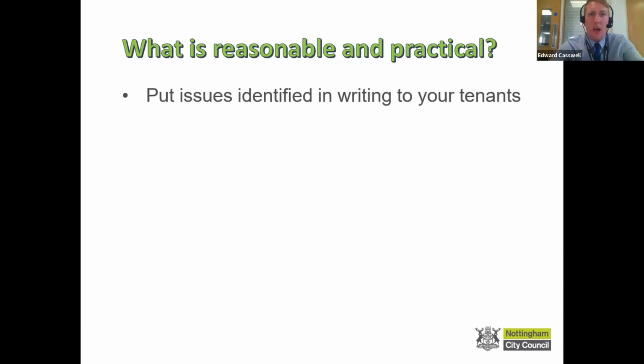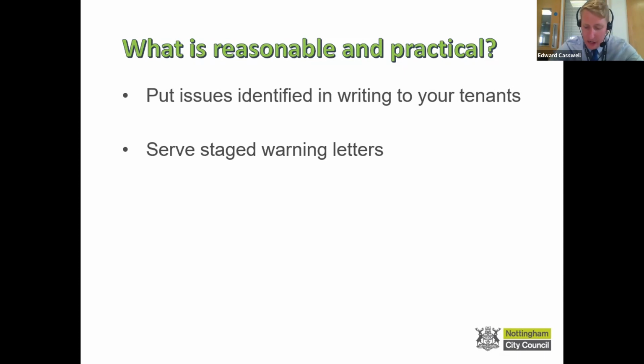So again, what is reasonable and practical. We want to see you put these issues that I've identified in writing. Again, this shows that you're being proactive. Serve your stage warning letters as well. So remind them of the antisocial behaviour clause in their tenancy agreement, and ensure that these letters are detailed in your ASB policy. Visit and speak with your tenants.